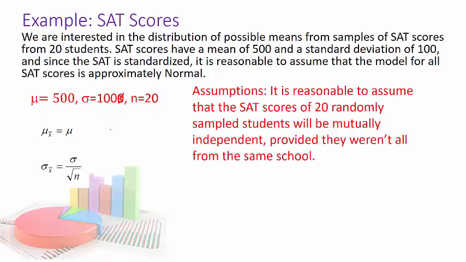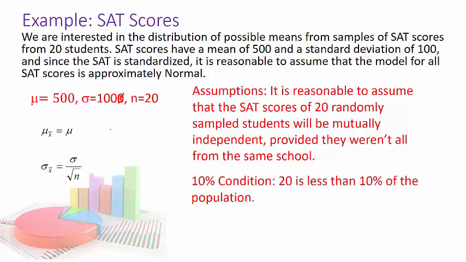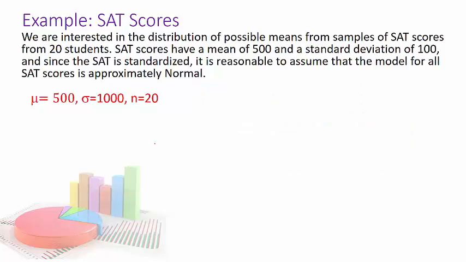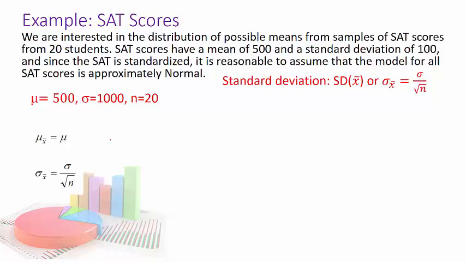It is reasonable to assume that the SAT scores of 20 randomly sampled students will be mutually independent, provided they weren't all from the same school, right? Because, you know, some schools do have a population that tends to score higher. Also, 10% condition, 20 is definitely less than 10% of the population, so that's fine. So there's not a lot of assumptions we have to make when we're dealing with a normal population and looking at the means, all right? So don't forget, there's our math chart. We should go ahead and find the standard deviation.